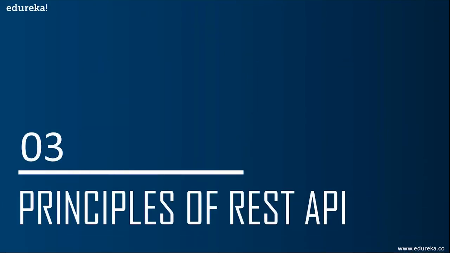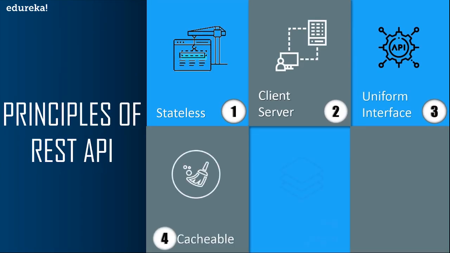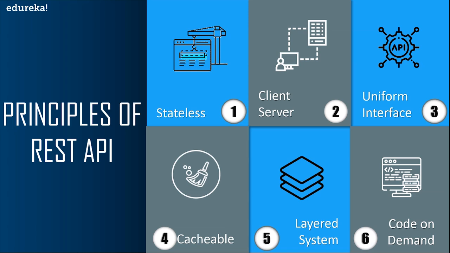Principles of REST API. REST APIs are stateless. They are used for communicating between client side and server side. They have a uniform interface. They can be cached at either the client side or the server side. They follow a layered system and you can code them on demand.